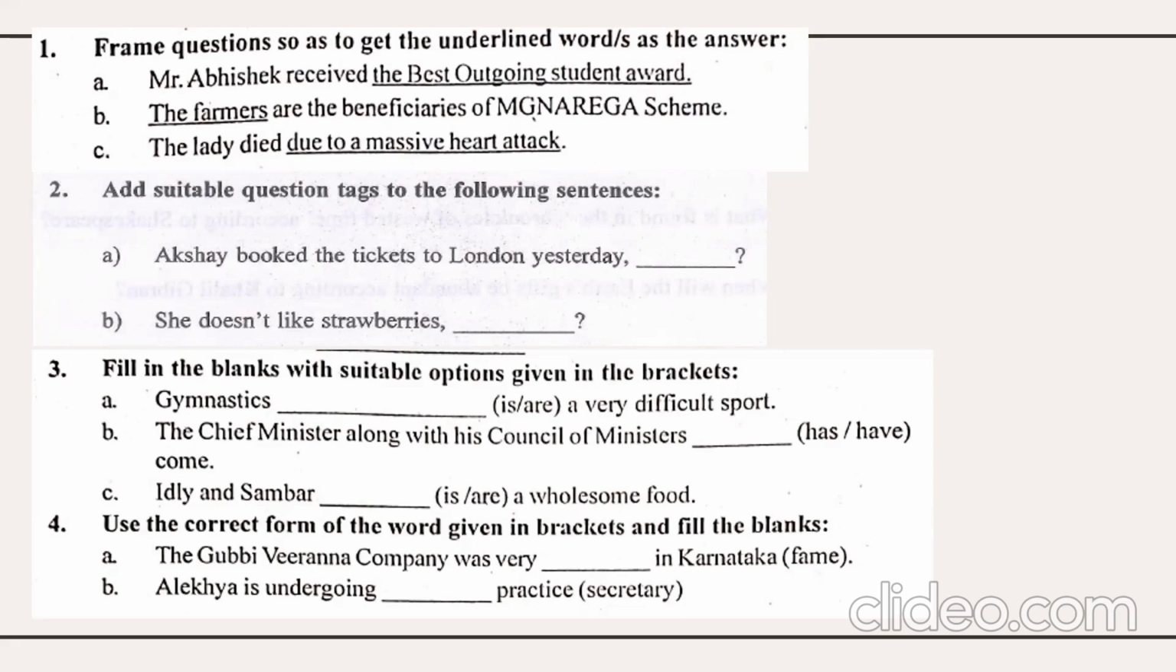Gymnastic is a very difficult sport. The chief minister, along with his council of ministers, have, right? There are two persons have idli and sambar. Idli and sambar is a wholesome food. Then the Gubbi Veeranna company was very famous in Karnataka, fame to famous. Alakhya is undergoing secretarial practice.